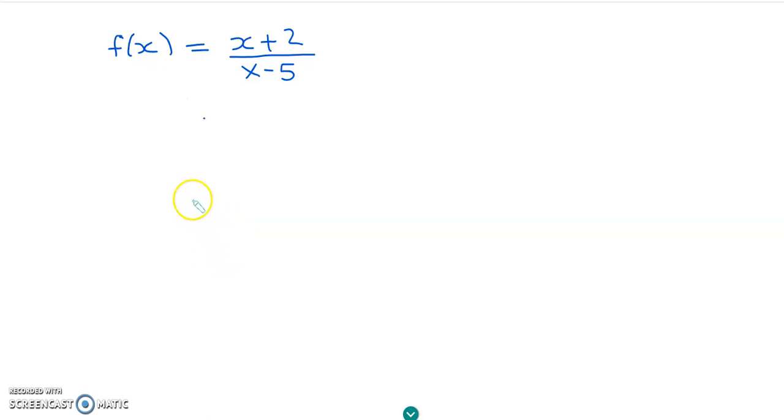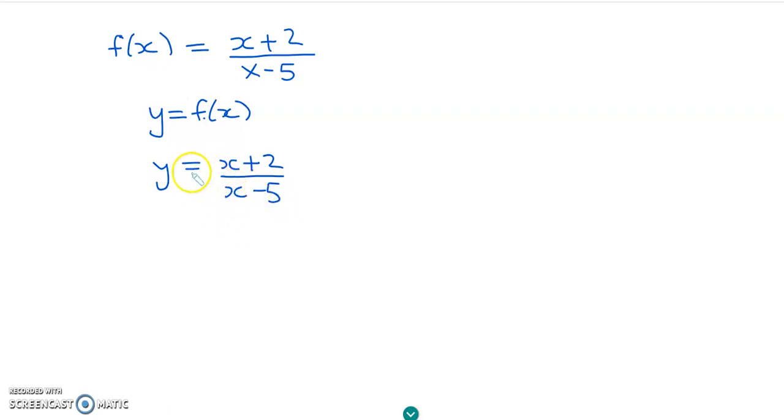What we're going to do is realize that we know y is f of x. So we can replace f of x in this expression by y. So y equals x plus 2 over x minus 5.